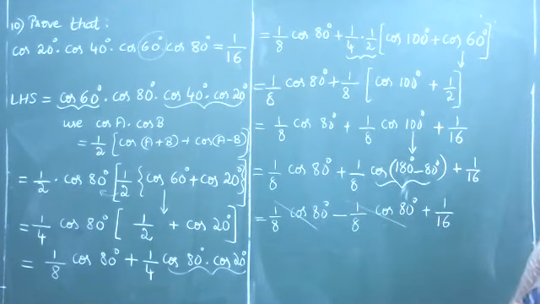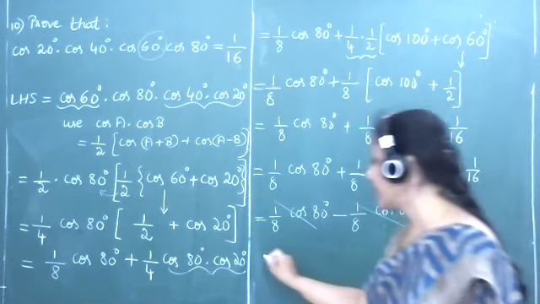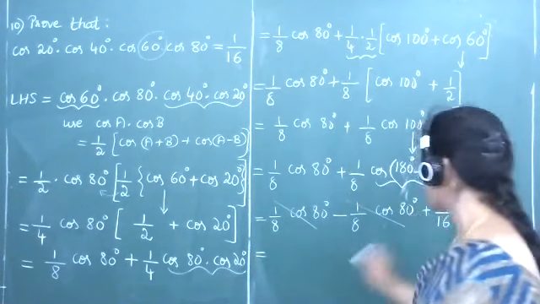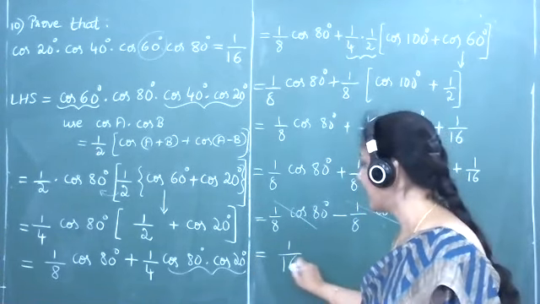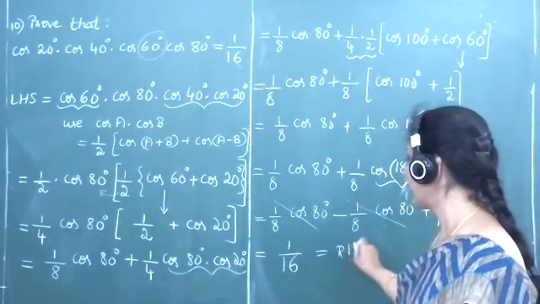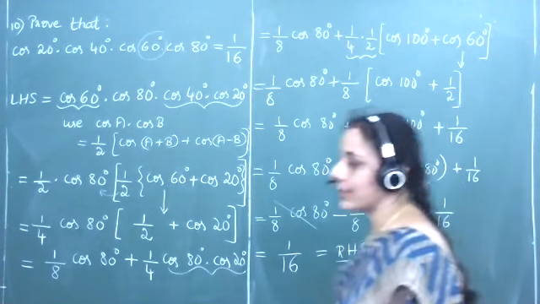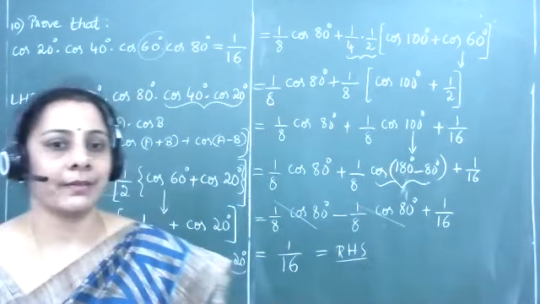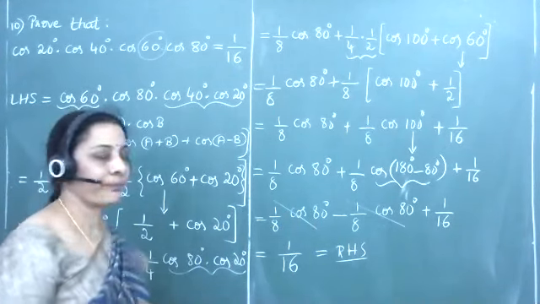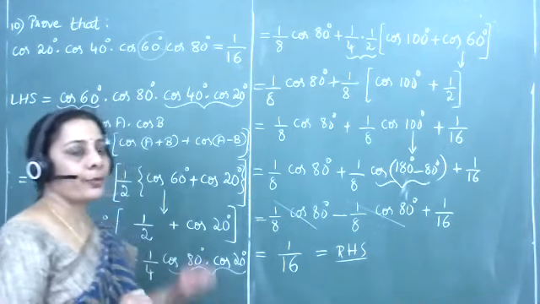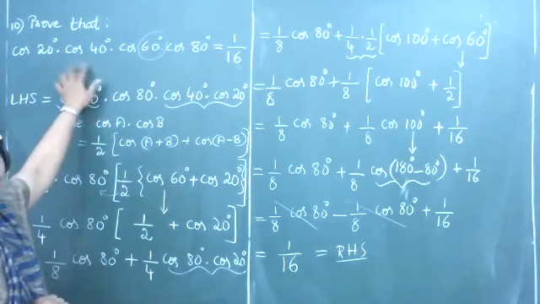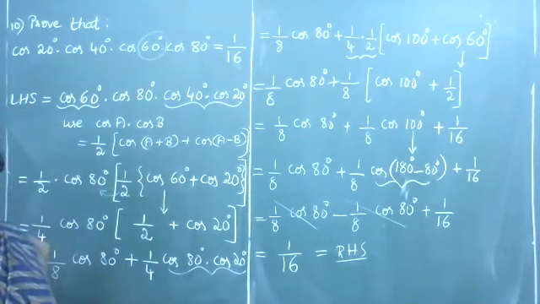Positive and negative counterpart of the same value will be equal to 0. Plus 1 divided by 16, 0 doesn't add to the value, and so we have the desired result, which is equal to 1 divided by 16. So this has proved the 10th question, that is a product of 4 terms which is equal to 1 by 16.